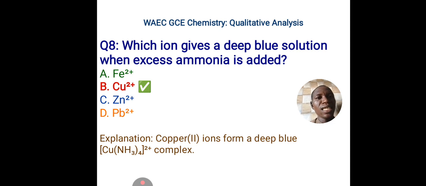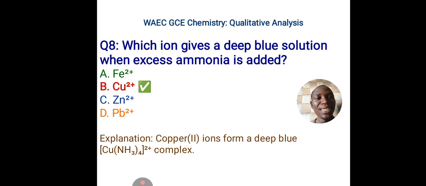The correct answer is copper. Copper is also associated with blue color formation. Even copper 2 sulfate, for example, if they bring it, is white in color, but once you dissolve it in water, it turns blue. So copper is associated with blue color.